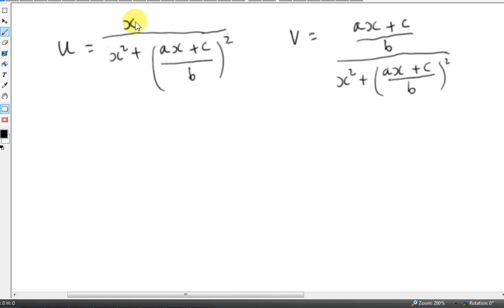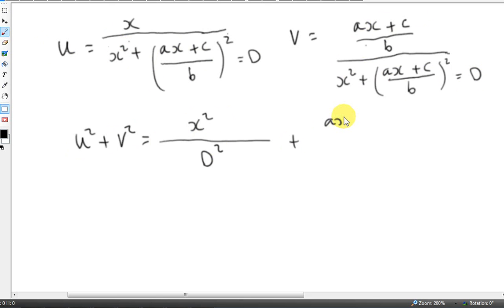However, if you notice the numerator squared here is x squared, the same as this term here, and the numerator of v squared is ax plus c over b squared. So that suggests that if we square this and sum them, we can somehow get the denominator in terms of u. So let's look at u squared plus v squared. We square this, and we have all of this denominator squared. I'll just call it denominator d.